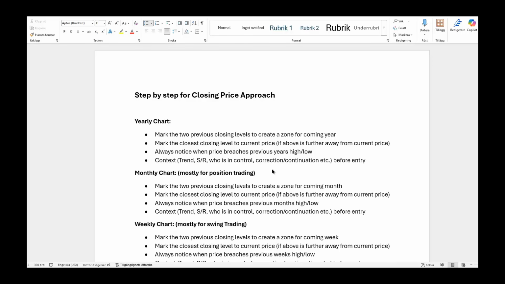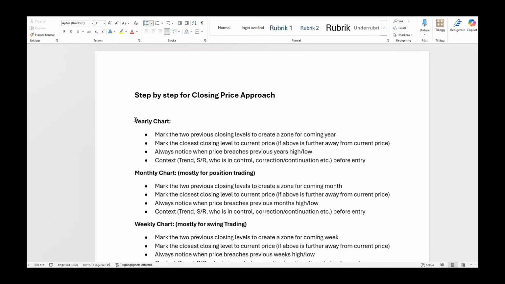So basically this is support and resistance trading, pure price action trading, combined with everything else that we did prior to the closing price. The closing price is only adding more trading opportunities to our service. That's basically it. So closing price is support and resistance. So I will be covering section by section.